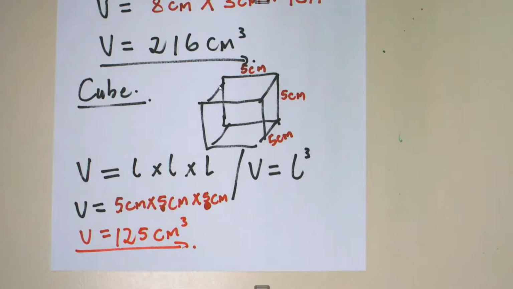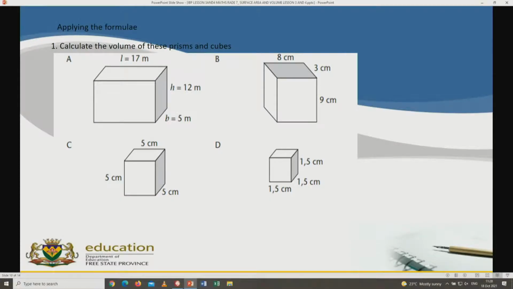Now, check the next one. The next one now is given in terms of decimal fractions, decimals. It's 1,5, 1,5, 1,5, and therefore that is what? It is also a cube.